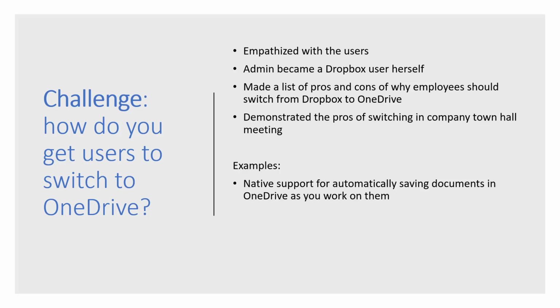There's native support for automatically saving documents in OneDrive as you work on them, right? So you're going in Word, Excel, something like that, and once you're opening up a document and you're putting stuff in there, it's already getting saved. There's no save that you have to do. In Dropbox, obviously, if you're using desktop applications, which many of them don't even have access to anymore because of their licensing, you actually have to go and put it into Dropbox and you have to save it. So there's an extra step.